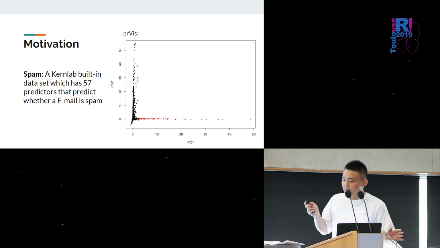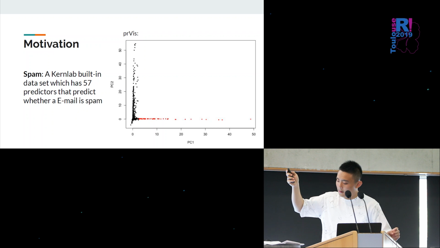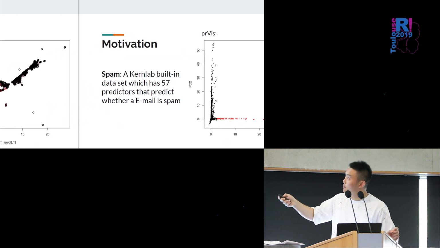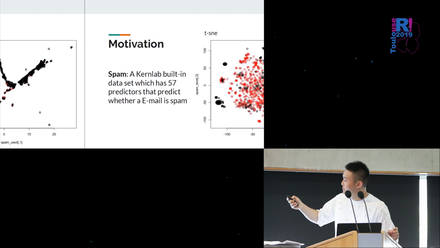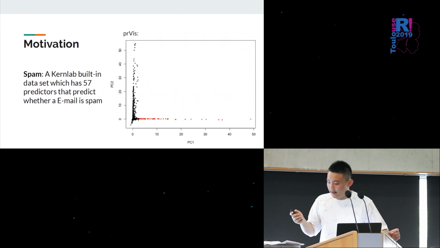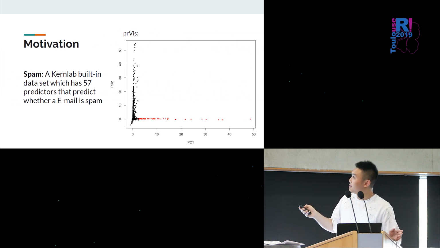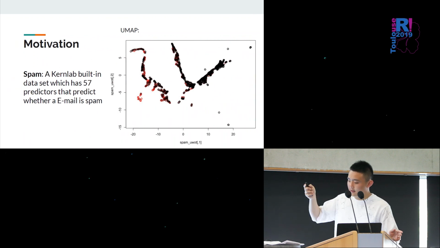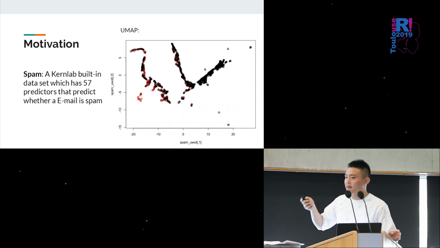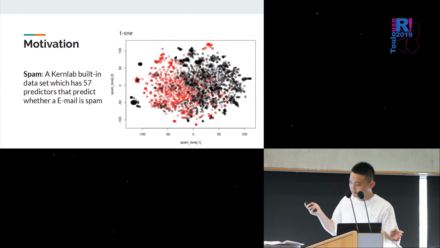By orthogonal, I mean that the spam group, the red points, spans over the x-axis, and the non-spam group spans over the y-axis. And let us see how UMAP does. There's overlapping between the spam email and non-spam email. And so does t-SNE.